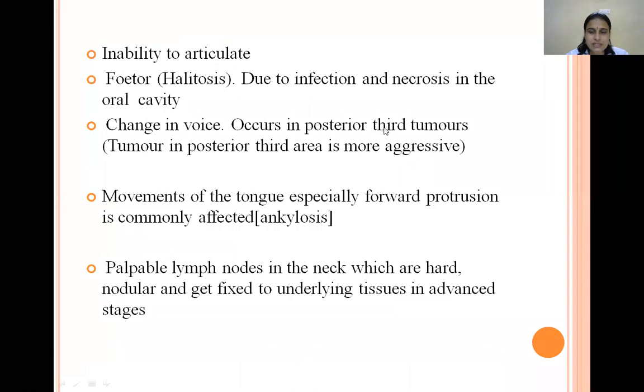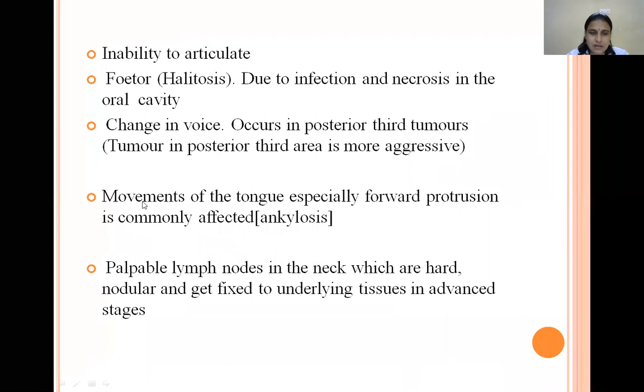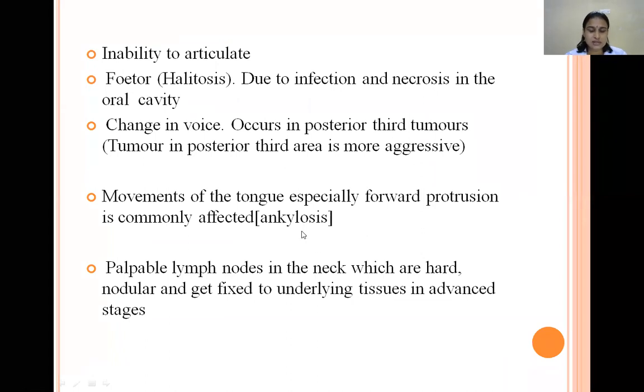In posterior one-third tumors, the most important change is in the voice. Movements of the tongue, especially forward protrusion, are commonly affected. This is called ankylosis, because of involvement of the genioglossus. The patient will also present with palpable lymph nodes in the submental and submandibular regions, and also in the upper jugulodigastric region.